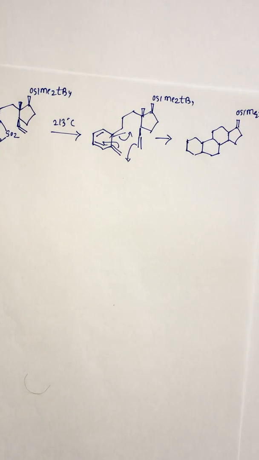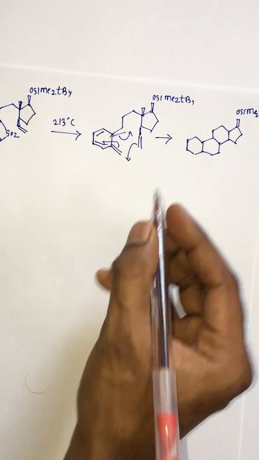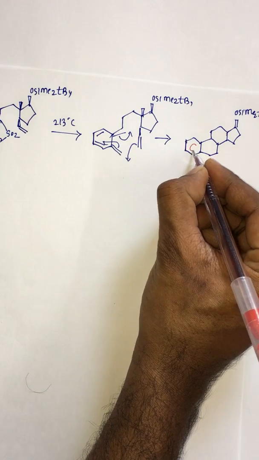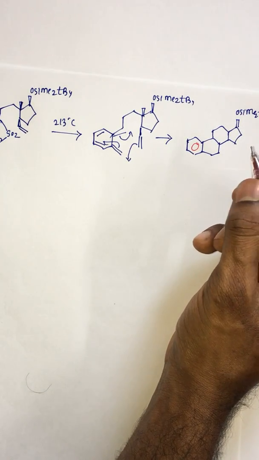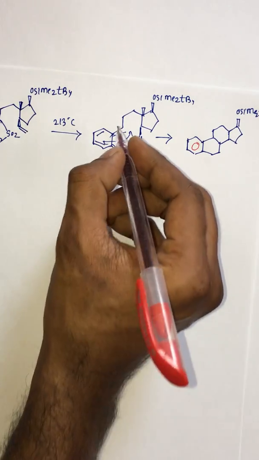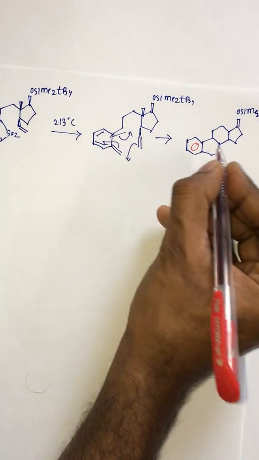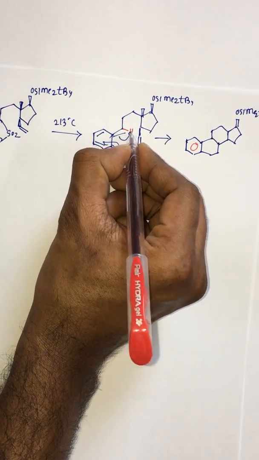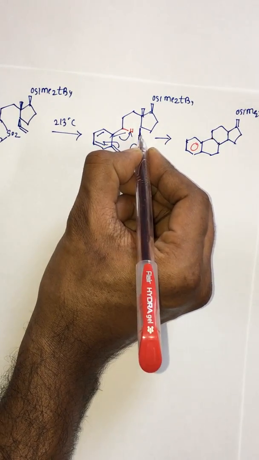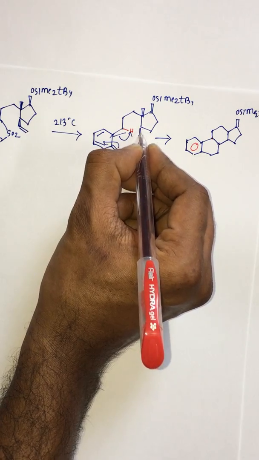So now this will be an aromatic ring. Okay, now we have to see the stereochemistry. First we'll see the stereochemistry at these two bridge carbons. So here this hydrogen is here, and here, see, this is the methyl group.